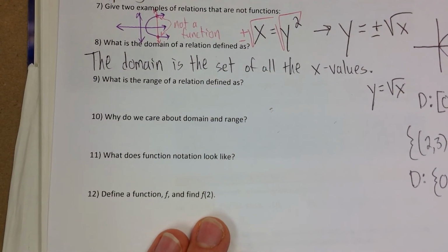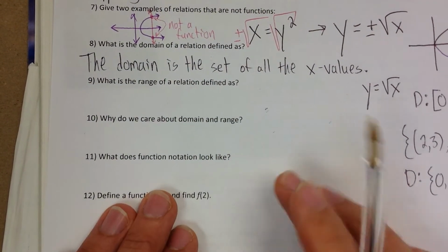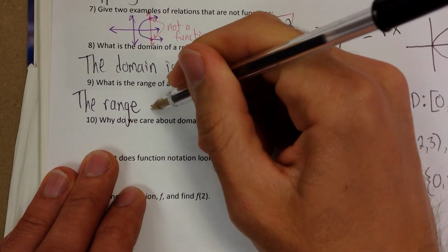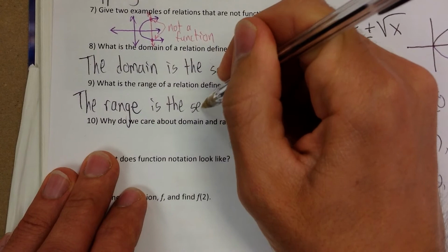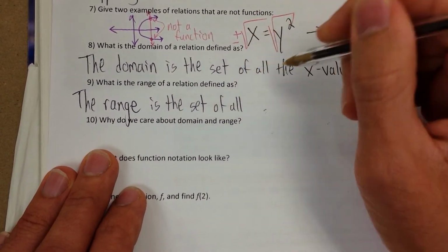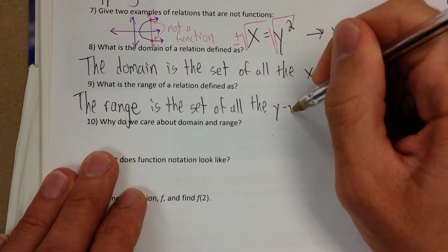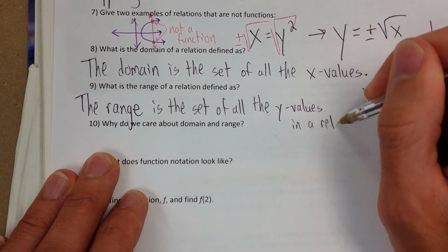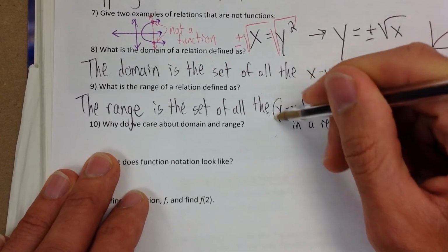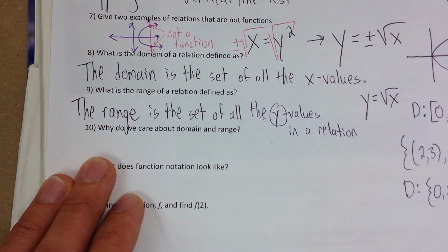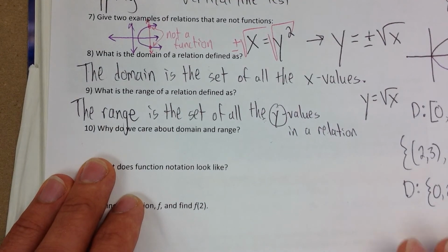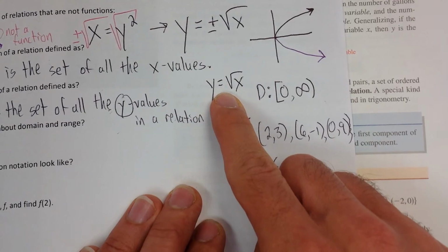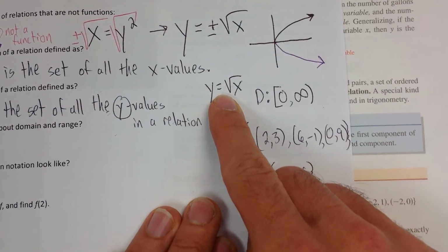Guess what the range is? Set of all the y values. Wow! Genius. Domain is x, range is y. Okay. I'll be really impressed if somebody can give me the range of y equals square root of x.